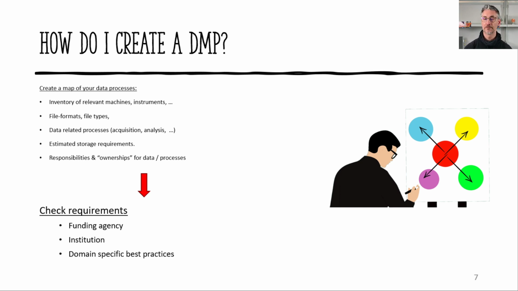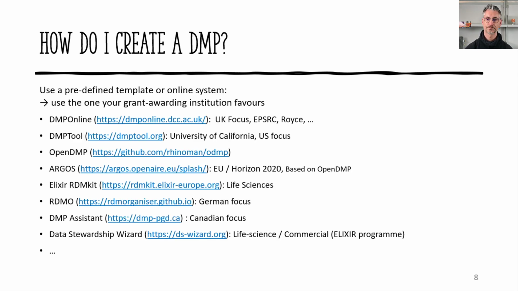If you have funding from a funding agency, you also need to check the specific requirements. Or maybe your institution has data management plans or specific requirements. So if they have, then you need to follow these rules. Otherwise, you can choose your own. There are, of course, a lot of tools around. So there are typically a predefined template or an online system to start from. And if you apply for specific funding, you may or may not be required to use their specific tool. Otherwise, you can use this list to get a general idea of what data management plan fits your requirements best.